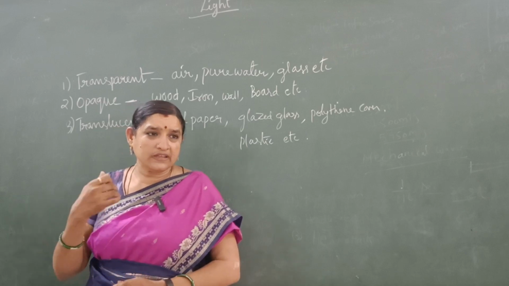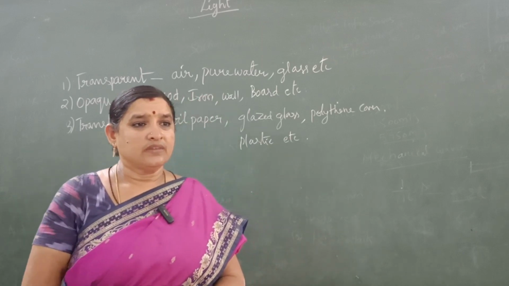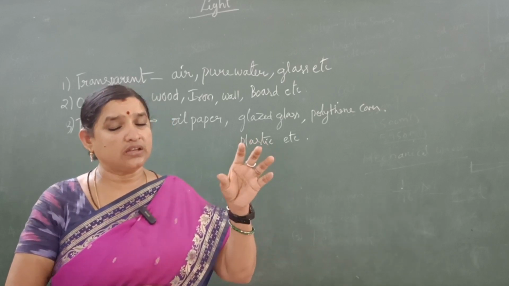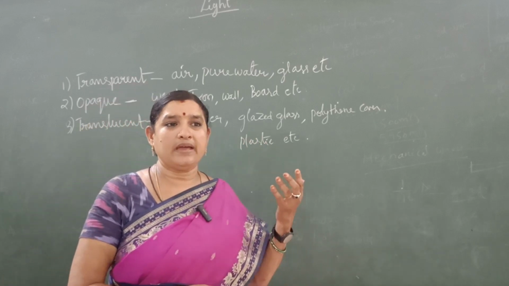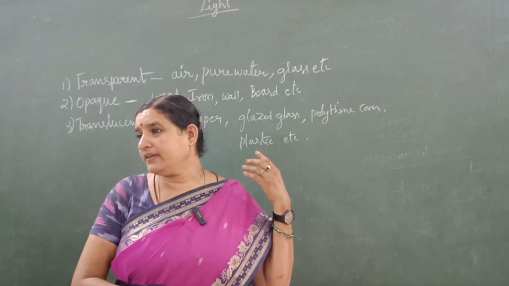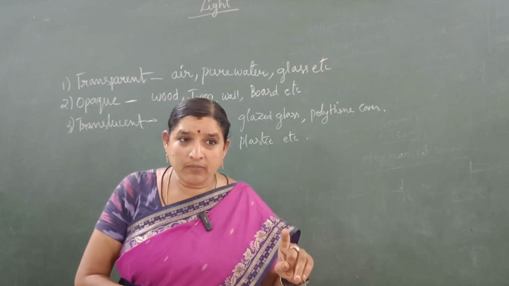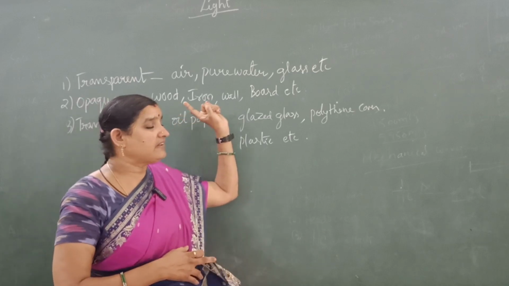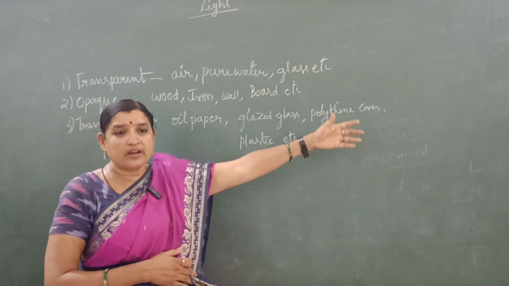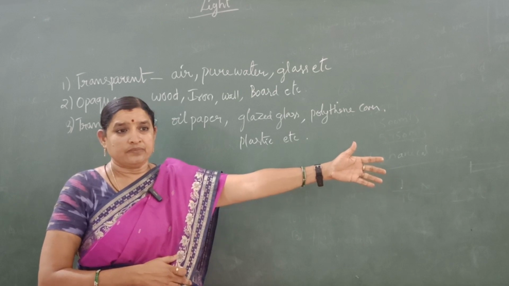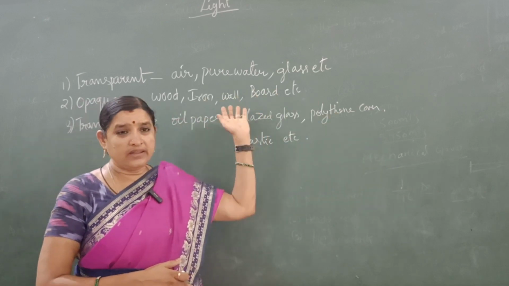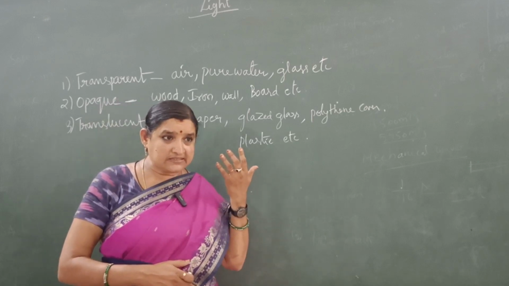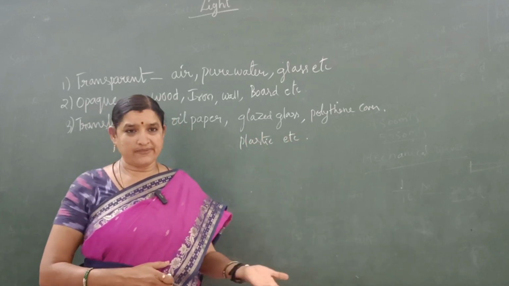So, if we want to see any object, light falls on that body and comes back. Light comes back when it falls on an opaque body. Why? Because when light travels through a transparent material, you cannot get the rays back. In an opaque body, the light falls on the body, comes back and reaches our eyes, and only then can we see the object.